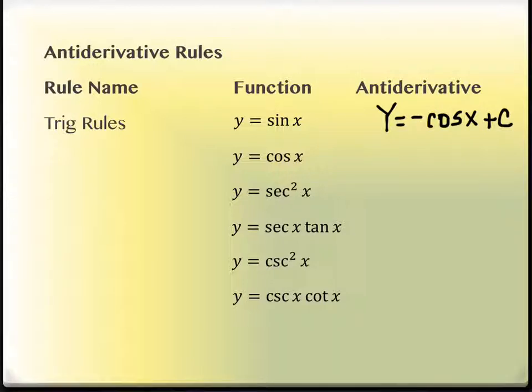Okay, so the derivative of cosine is negative sine x, isn't it? Oh, yes. So the antiderivative will also be sine x, but now it will be positive. So you get the opposite sign that you would have gotten with sine and cosine when you do the antiderivative.